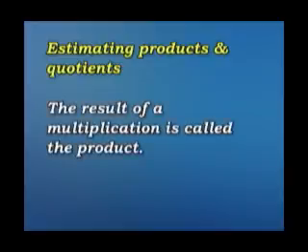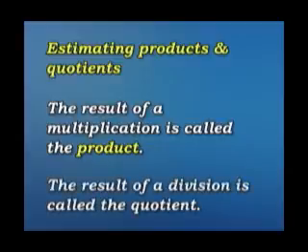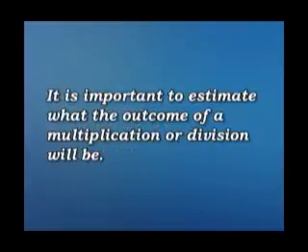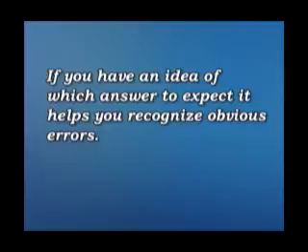The result of a multiplication is called the product. The result of a division is called the quotient. It's important to estimate what the outcome of a multiplication or division will be. If you have an idea of which answer to expect, it helps you recognize obvious errors.